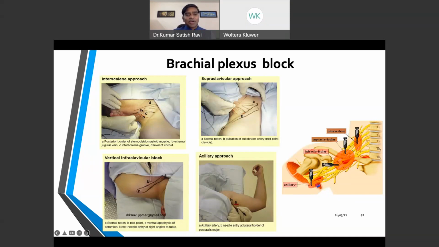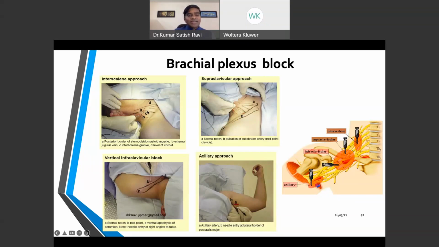This is the sternocleidomastoid muscle. There are two heads: one is the sternal head, another is the clavicle head. Over here, this is the posterior border of the sternocleidomastoid muscle. Then you can appreciate the external jugular vein over here in this diagram. That is the red color, right?